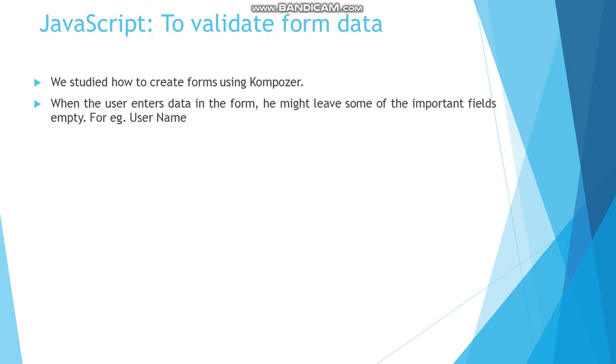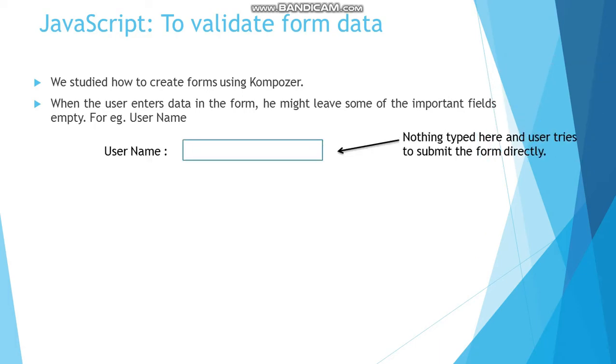When the user enters data in the form, he might leave some of the important fields empty. For example, username. So we must type a username, but suppose some user doesn't type anything there, and the user tries to submit the form directly, then what happens? Then this is wrong. Or the user may enter data in the wrong format.